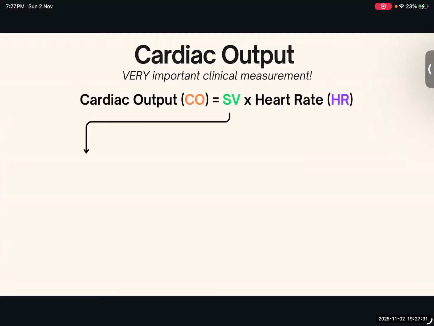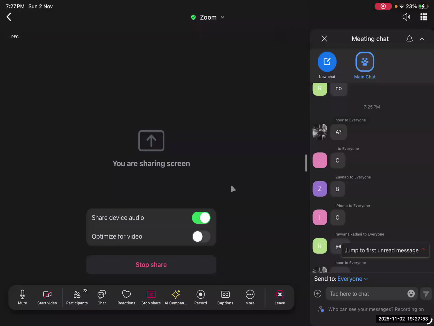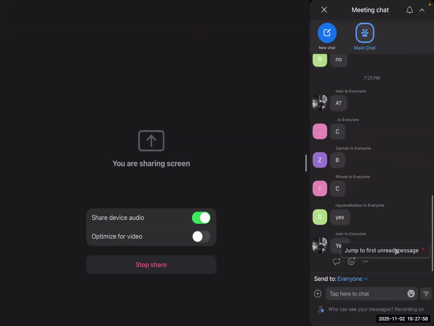Now, how can we change cardiac output? We can change these two parameters. So if we increase or decrease stroke volume or heart rate in any way, we're going to increase or decrease the cardiac output accordingly. So how do we change the stroke volume? Does anybody have any guesses? I'll open the chat. Does anybody have any guesses as to how we can change the stroke volume? Come on, guys. I want answers.